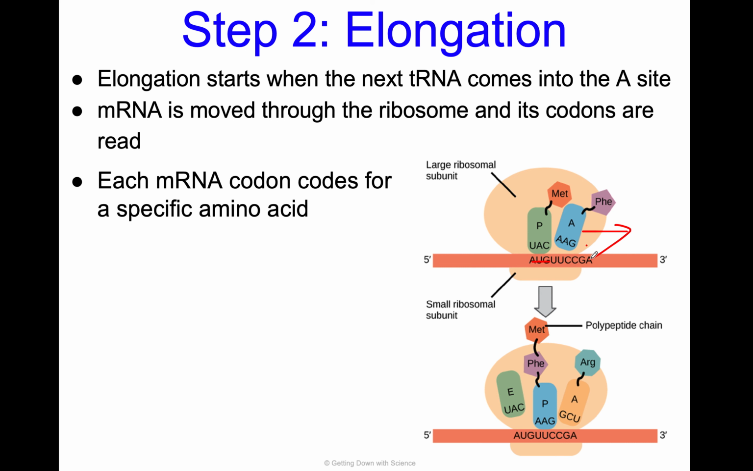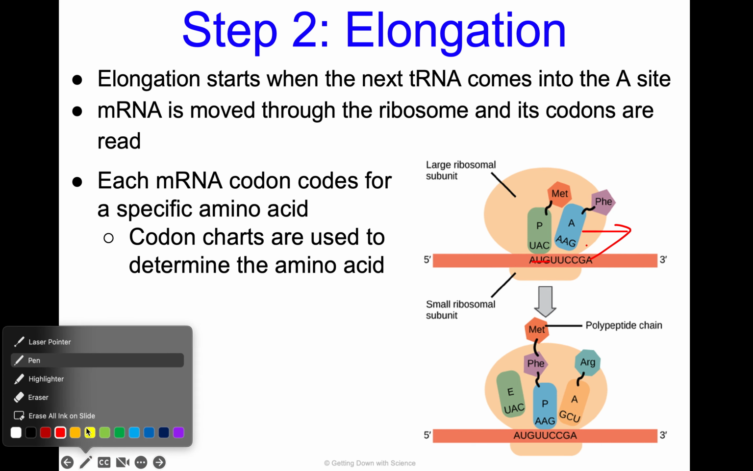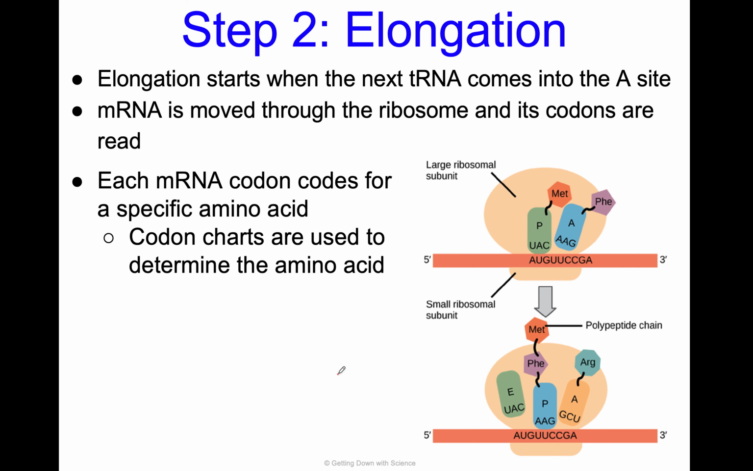Each mRNA codon codes for a specific amino acid. And you don't have to memorize any of it. Codon charts will be given to you, but it's essentially 1, 2, 3, 1, 2, 3, 1, 2, 3. And you can see the anticodons on the other side, even down here. Great. Good stuff.